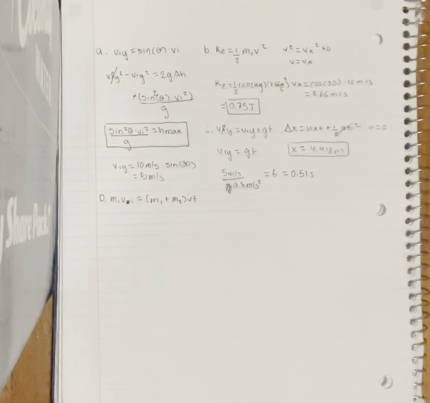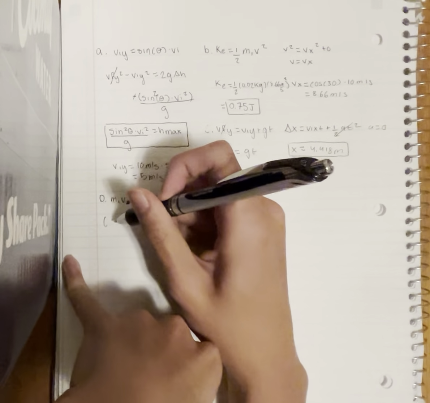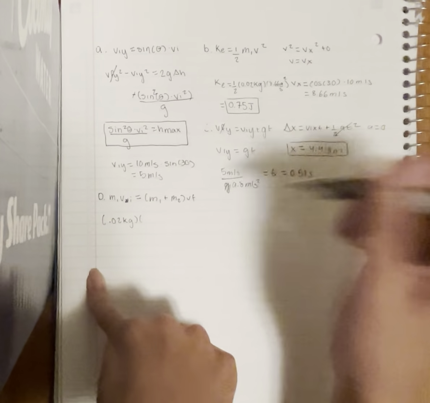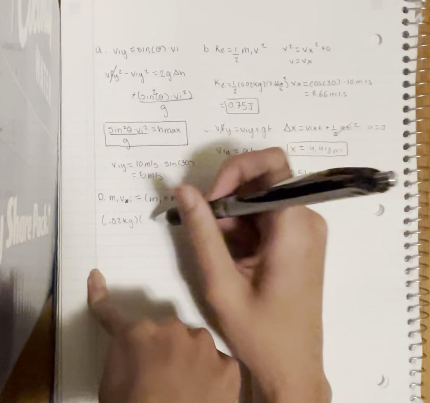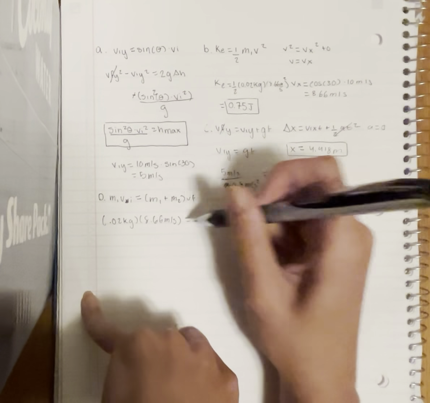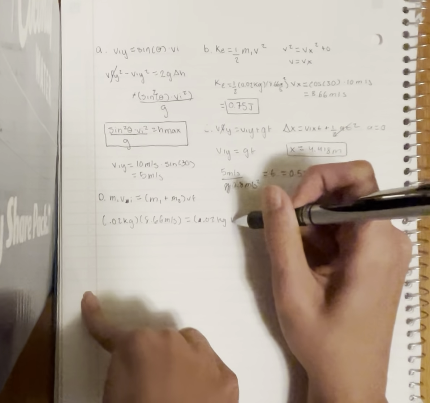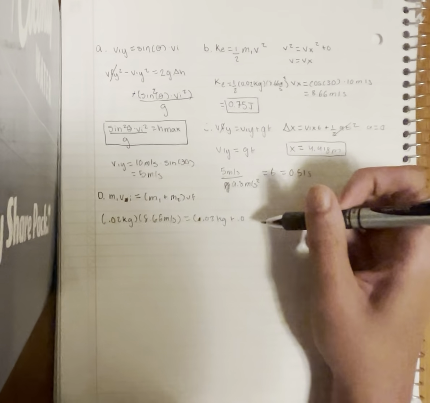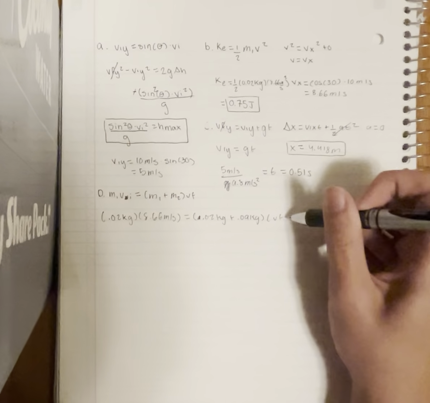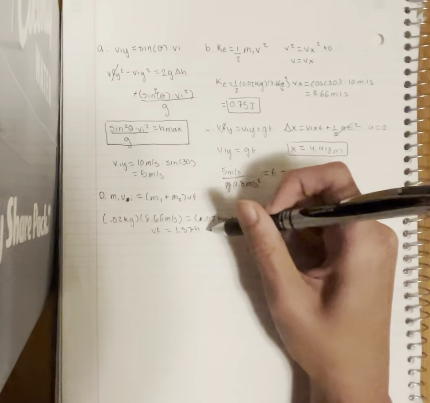And now we just plug everything in. m1 is 0.02 kilograms times, same as before, 8.66 meters per second, equals 0.02 kilograms plus 0.09 kilograms times vf, and then we can solve for vf. vf is equal to 1.574 meters per second.